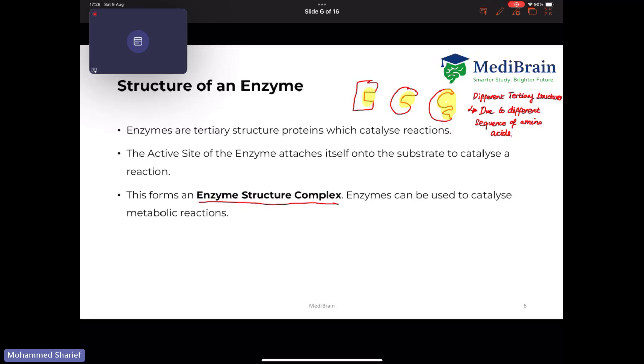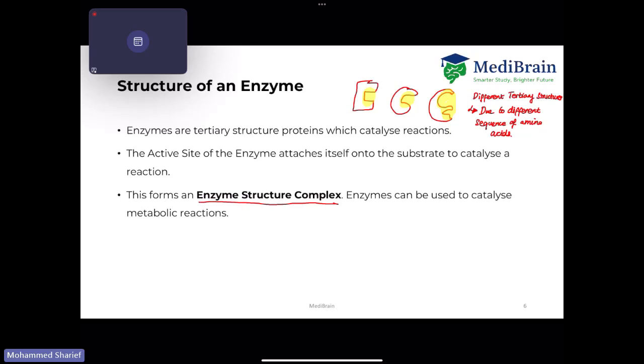An enzyme substrate complex is formed once the active site of an enzyme binds to the substrate. Enzymes can be used to catalyze metabolic reactions. We will come on to that later in biology, maybe in respiration, which is one of the processes where enzymes are used for this purpose. So that's basically the structure of an enzyme.